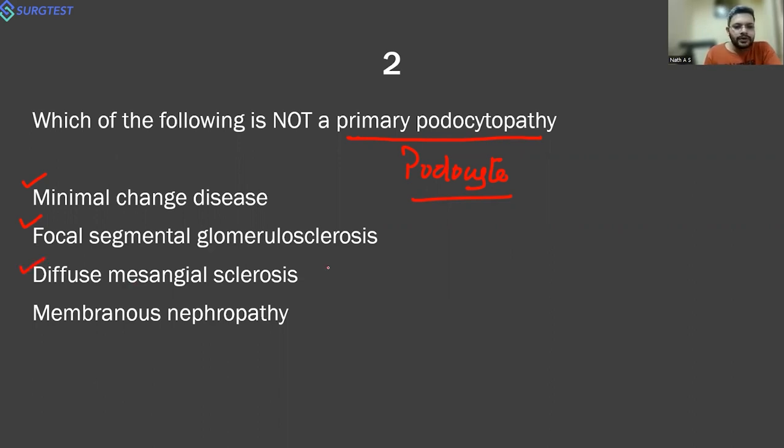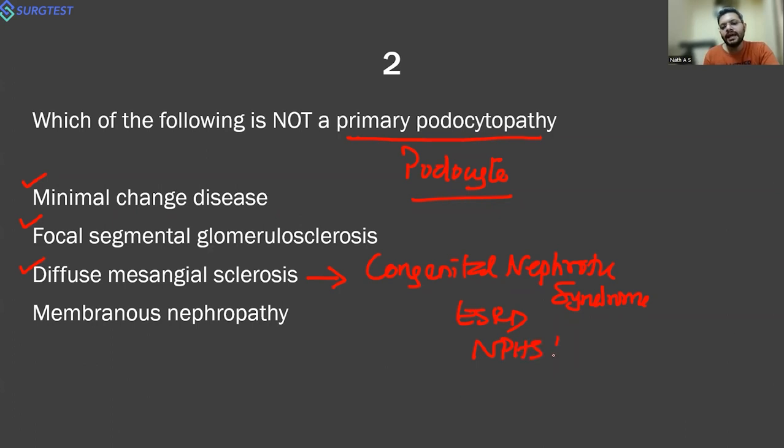So diffuse mesangial sclerosis is nothing but a histological pattern that is seen in patients with congenital nephrotic syndrome. Okay? They occur pretty early, like by birth or within the first year of life. They have nephrotic syndrome that's not going to respond to any kind of treatment. And by the end of the first decade itself, they reach ESRD. Okay, they have a pretty bad prognosis.